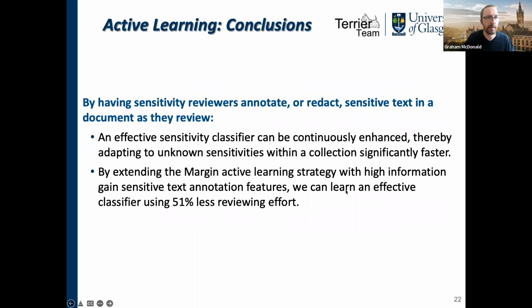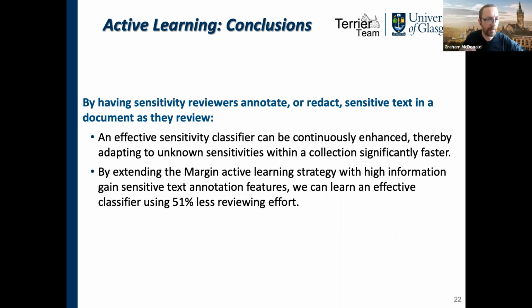Okay, so the active learning conclusion. By having sensitivity reviewers annotate or redact sensitive text in the document as they review, the effectiveness of the sensitivity classifier can be continuously enhanced, and therefore adapt to unknown sensitivities within a collection significantly faster. And we managed to reduce the reviewing effort required by the reviewer by 51% just by integrating this additional context into the sensitivity classifier.